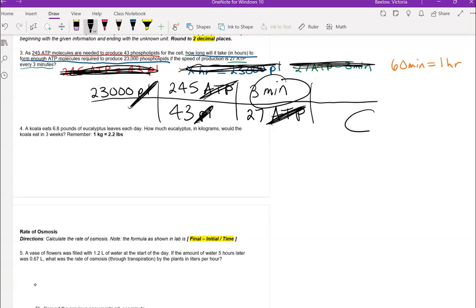Okay, repeat the process. Minutes in the top, minutes must go here in the bottom. 60 minutes.